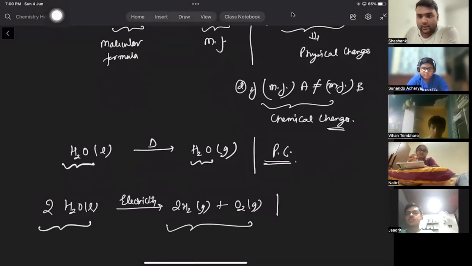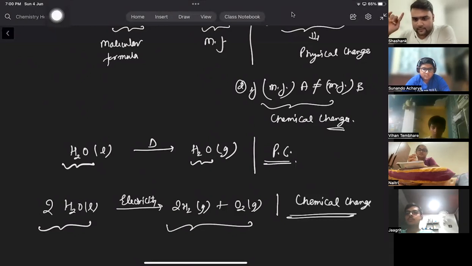Like, here are two things. I think all of you are smart enough to figure it out that when we talk about B, we talk about the product side, right? When I talk about A, I talk about the reactant side. So here we clearly see that the formulas are not matching. So this is a chemical change. Understand? Are you able to recall from class 8 what was physical change, what was chemical change, right?